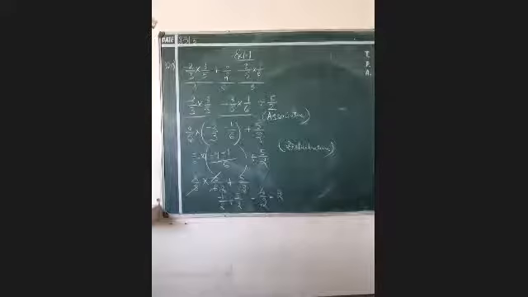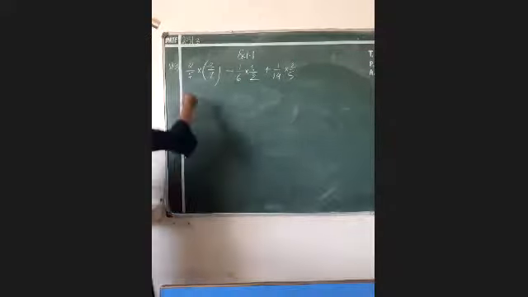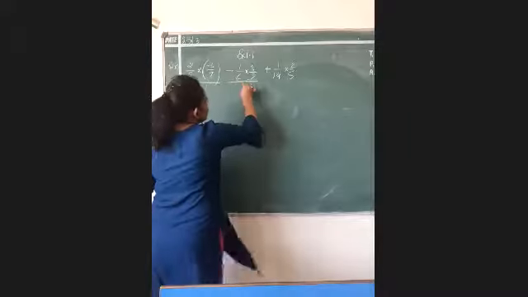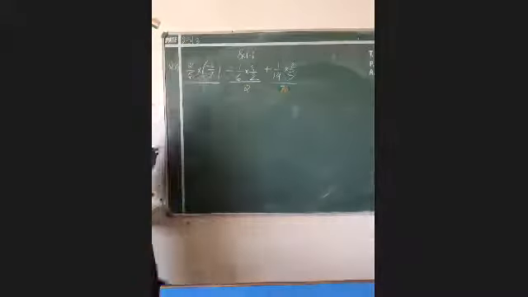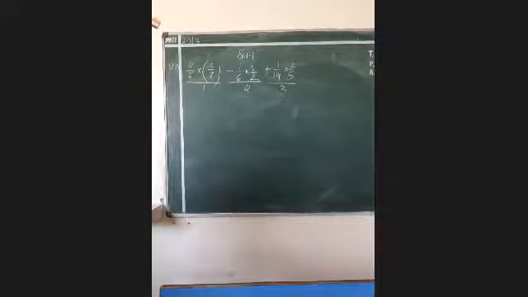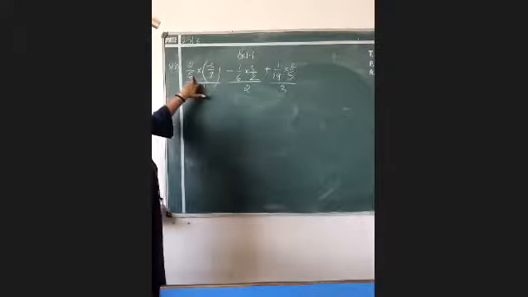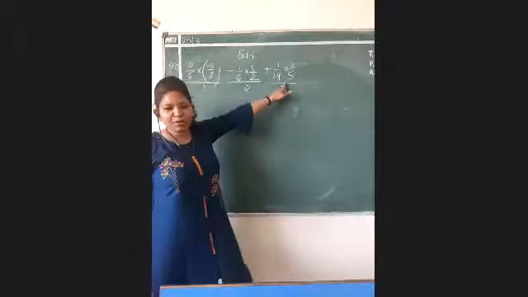This question again has 3 terms: first term, second term, and third term. If you see this question in a proper way, you will be able to see that in this one also there is 2/5, and in this one also there is 2/5.